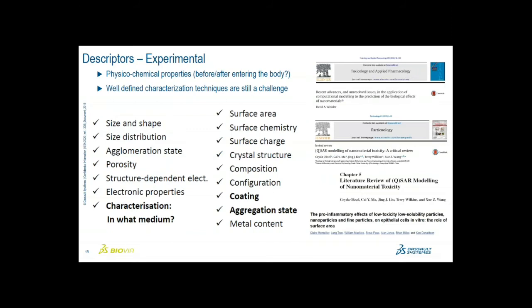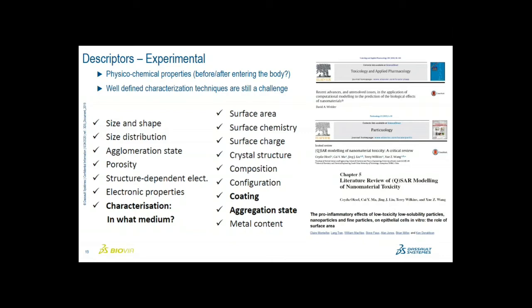I mentioned descriptors, so the experimental, the physical chemical properties. The first question always is, do you take them when they are out of the manufacturing, or do you take them as they look when they enter the body? And again, Nick mentioned the wrapping, the lipid, you have a protein corona, you have all sorts of things. So if you think of the size of the nanoparticle, is it the pure size, or is it the size plus corona that you take into account? So that's really a challenge.